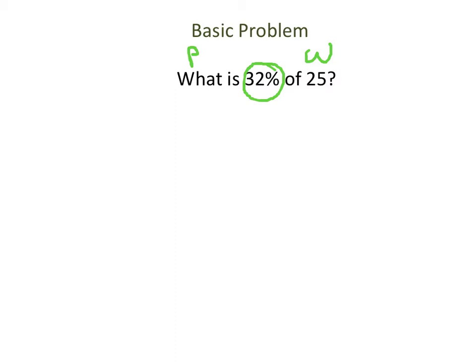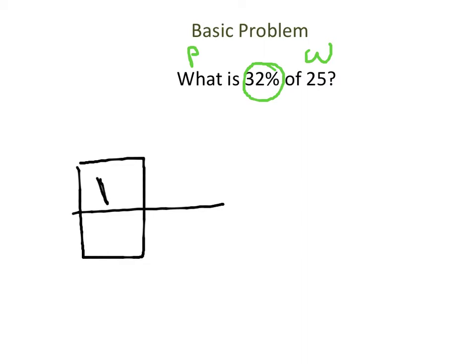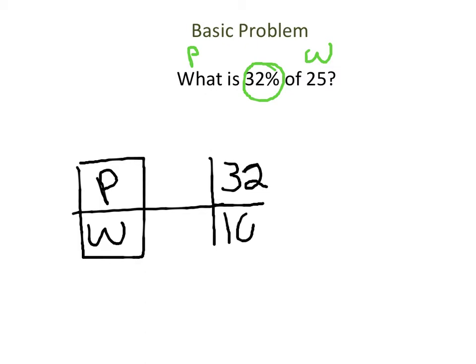Now I'm going to draw a ratio table, and just like before, percents are part to whole ratios. So P and W for part and whole. I know to start out with that I've got 32%. And 32 is the part out of 100, because 32% means 32 out of 100. Percent over 100. And the whole that I know is 25. And the thing I'm looking for is right here. I'm trying to figure out what that part is.